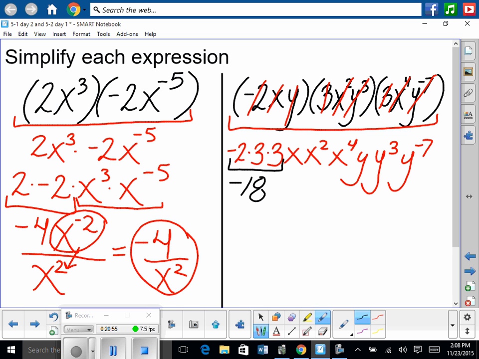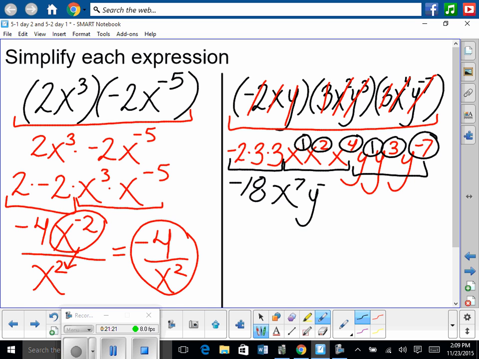Negative 18. Right here, when you multiply with the same base, you add your exponents. My exponent on x is a 1. 4 plus 2 plus 1 is 7. X to the 7. And then right here, do not say there's not an exponent on y. There is. It's a 1. Negative 7 plus 3 plus 1 is negative 3. Y to the negative 3.